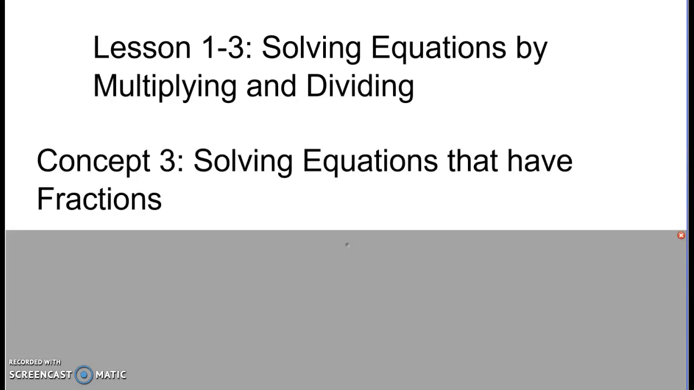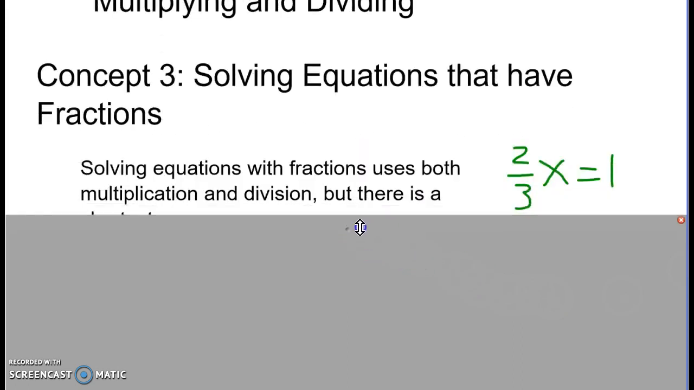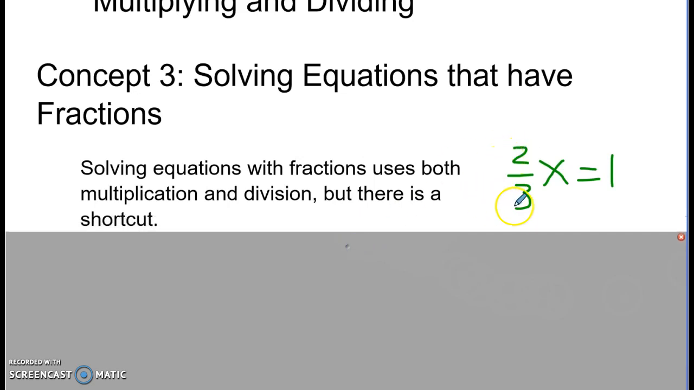Lesson 1-3, Concept 3, Solving Equations that have Fractions. So when you have a fraction, you basically have both multiplication and division. So we're going to use both multiplication and division to isolate our variable. There is an easier way though.